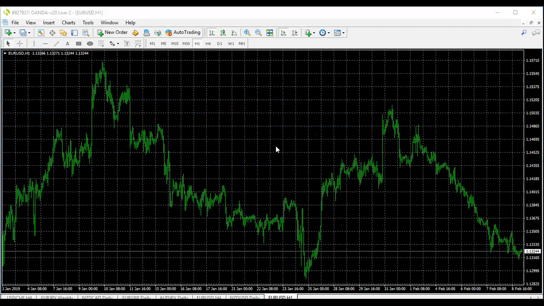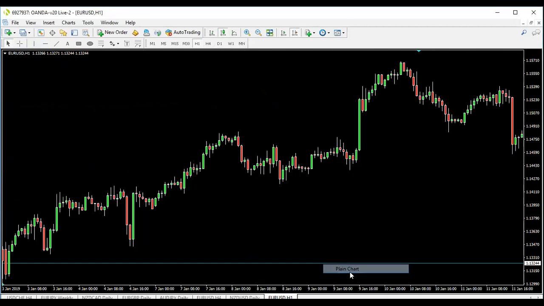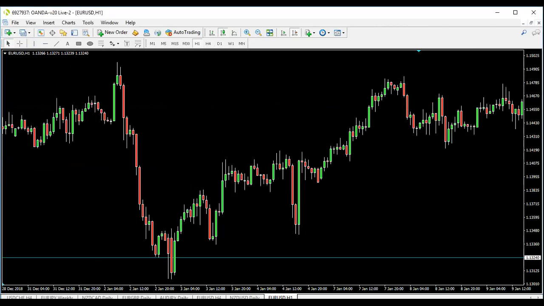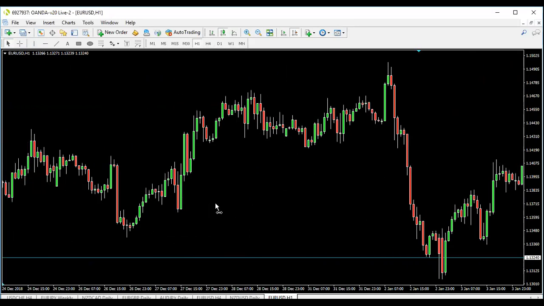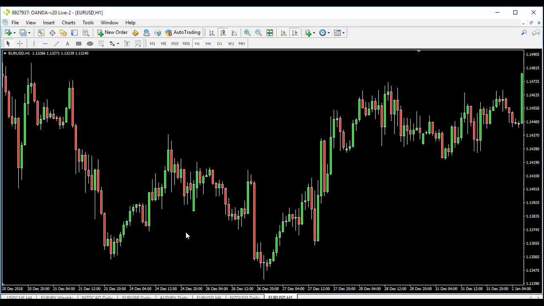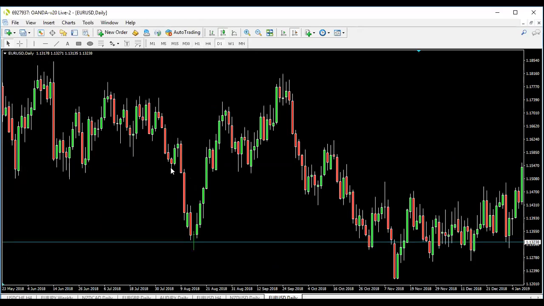Okay, so let's go ahead and find some of these things I was talking about. Let's start out with our morning star and evening star patterns. Okay, so let's go to the daily chart.